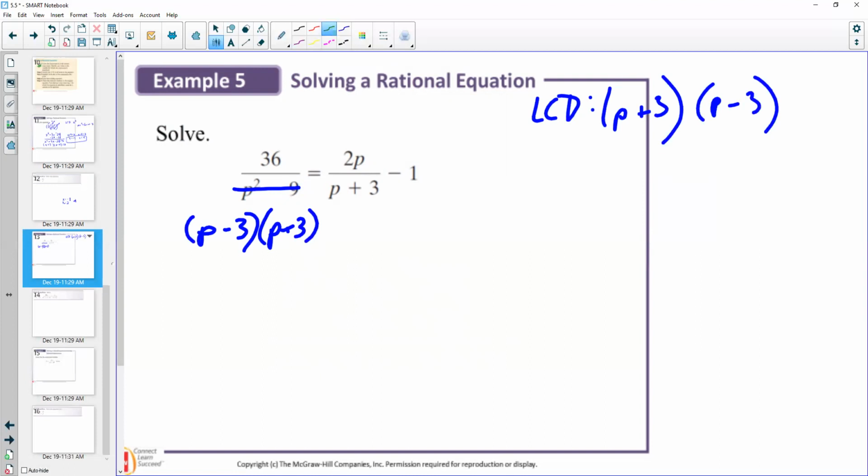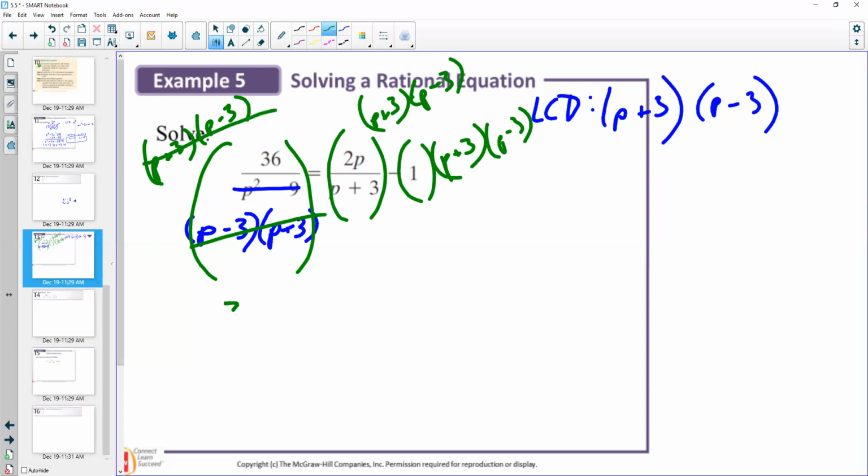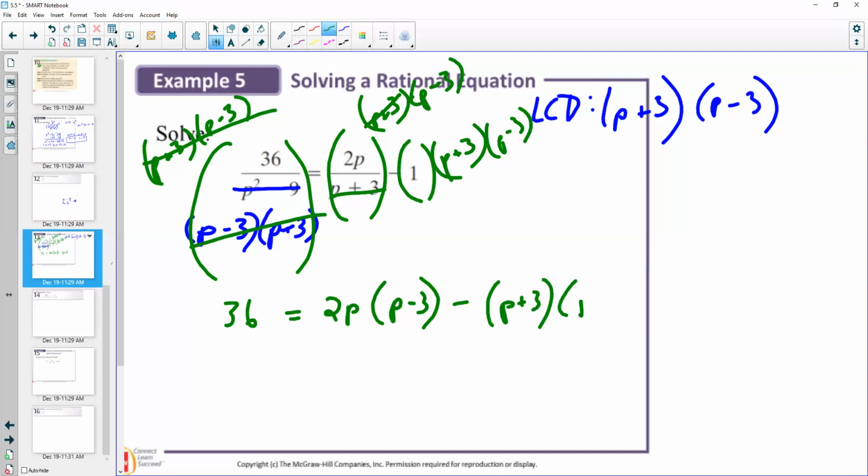The process stays the same, no matter what you're multiplying by, p plus 3. This is just where it gets hard to write on my screen. So I'll multiply by p plus 3, p minus 3. Same here. Okay, so in the first fraction here on the left, those guys cancel. I'm left with 36. In the second fraction, the p plus 3 cancels, so I got 2p times p minus 3. All right, in the last one, there's no denominator, so nothing cancels. Minus p plus 3 times p minus 3.